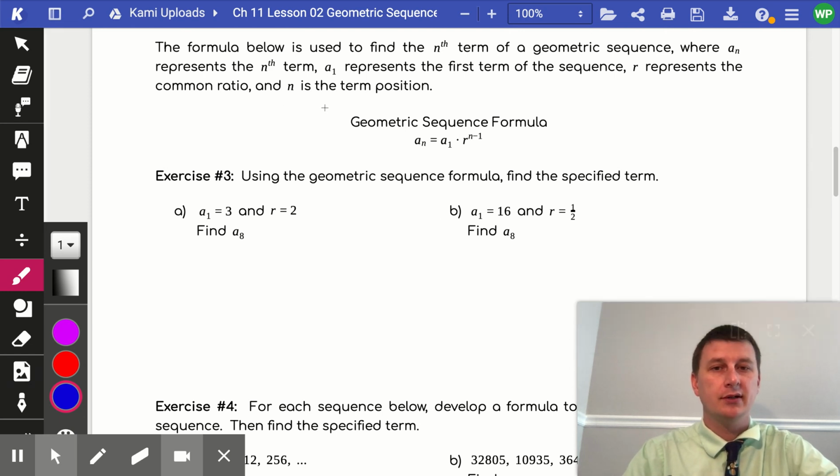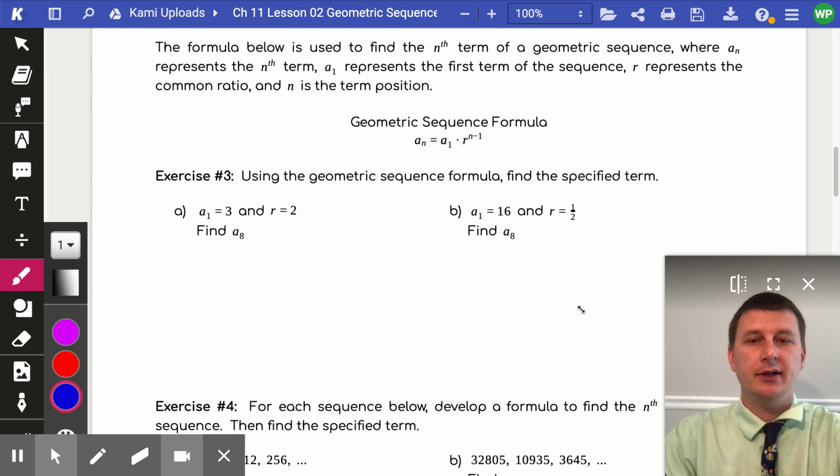is the term position. So we've seen all of these notations before, except for the r, because in an arithmetic sequence, which we looked at in lesson 1, we looked at the letter d, which represented the common difference. But now that we're dealing with a common ratio, we're going to use a lowercase letter r. So our geometric sequence formula is a sub n is equal to a sub 1 times r to the n minus 1 power.